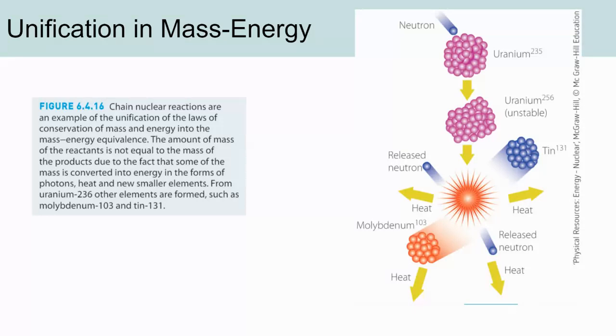Chain nuclear reactions are an example of the unification of the laws into the mass energy equivalence. The mass of the reactants is not equal to the mass of the products due to the fact that some of the mass is converted into energy in the forms of photons, heat, and new smaller elements. We see that happening here. The amount of heat being released here, we say that this mass and energy equivalence is happening here.